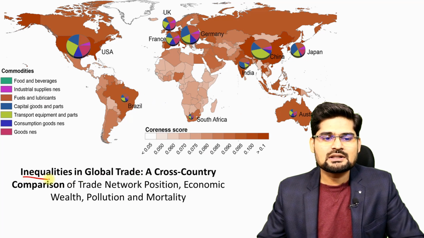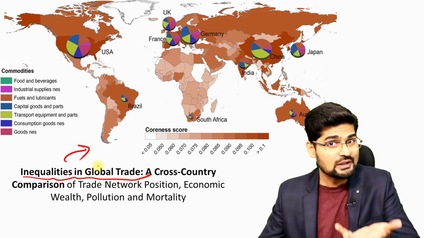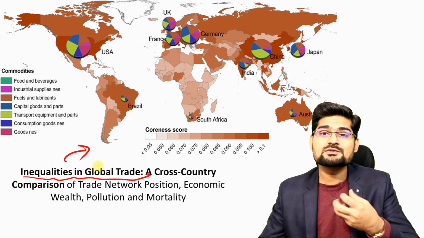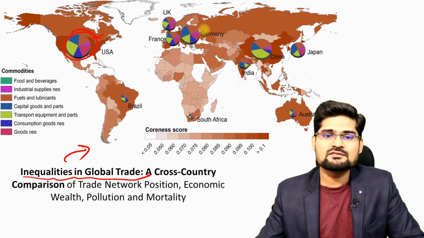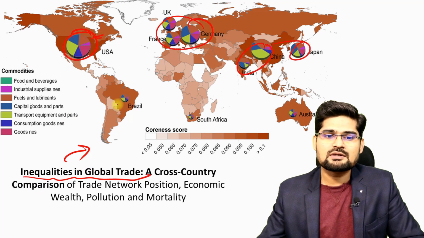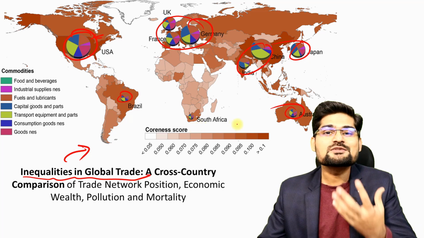Now, look into this particular map. It's again showing the inequalities in global trade. This is where the patterns emerge. That's what we're looking at here, the patterns of global trade in terms of inequality. So where do you find the major bigger circles? You observe these areas, right? And what about the rest of the world? So it means there is a polarization in terms of international trade.